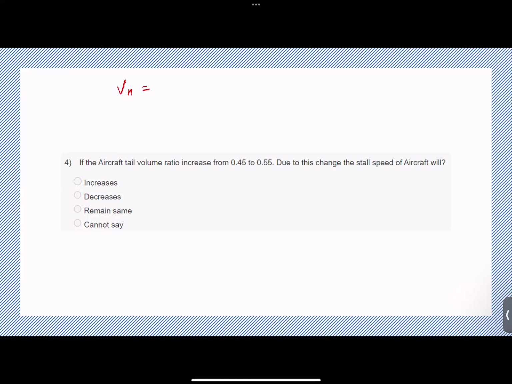S tail, L tail by S C. Correct. Where S tail is the area of the tail, S is the area of the wing, C is the main chord, and LT is the moment arm between the aerodynamic center of the tail and the CG.